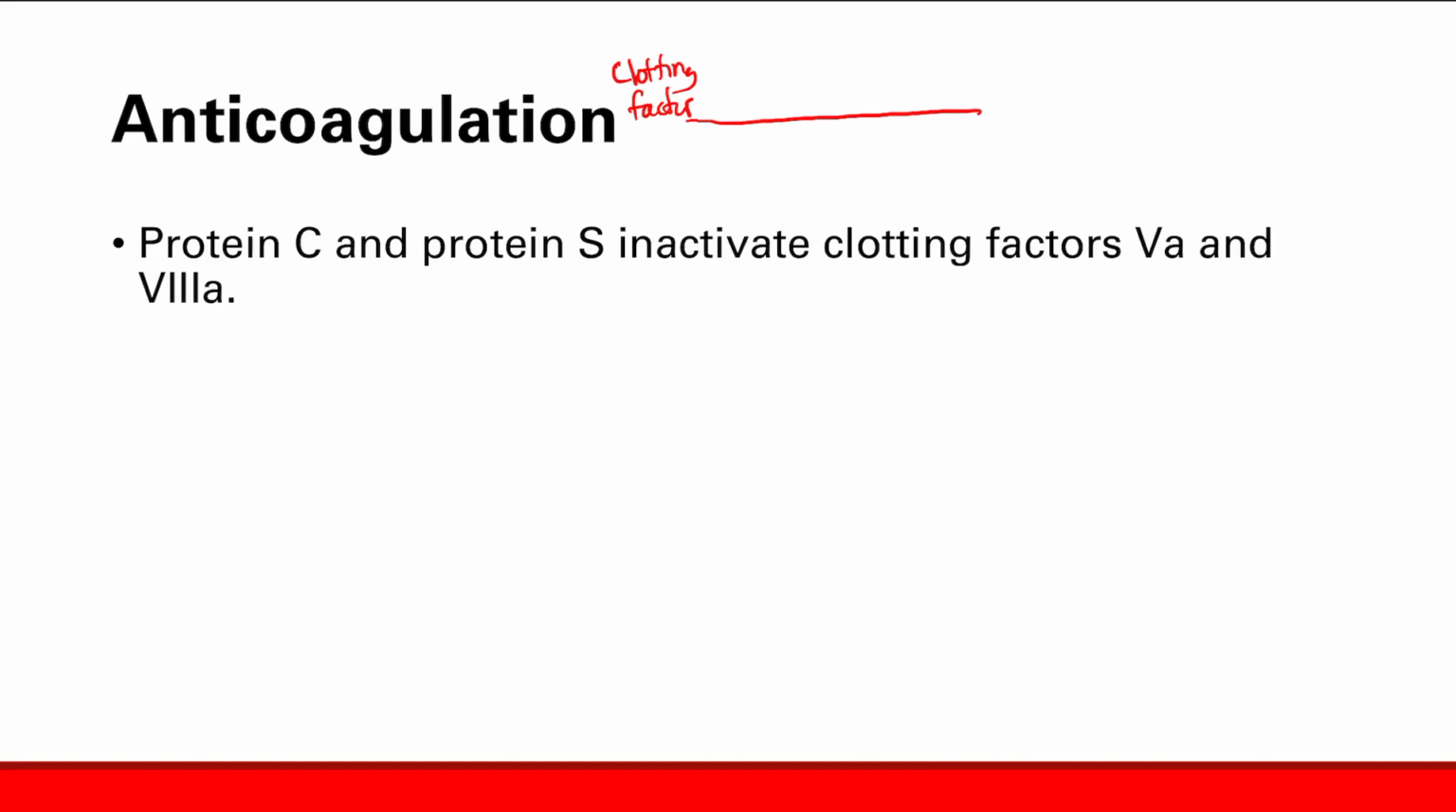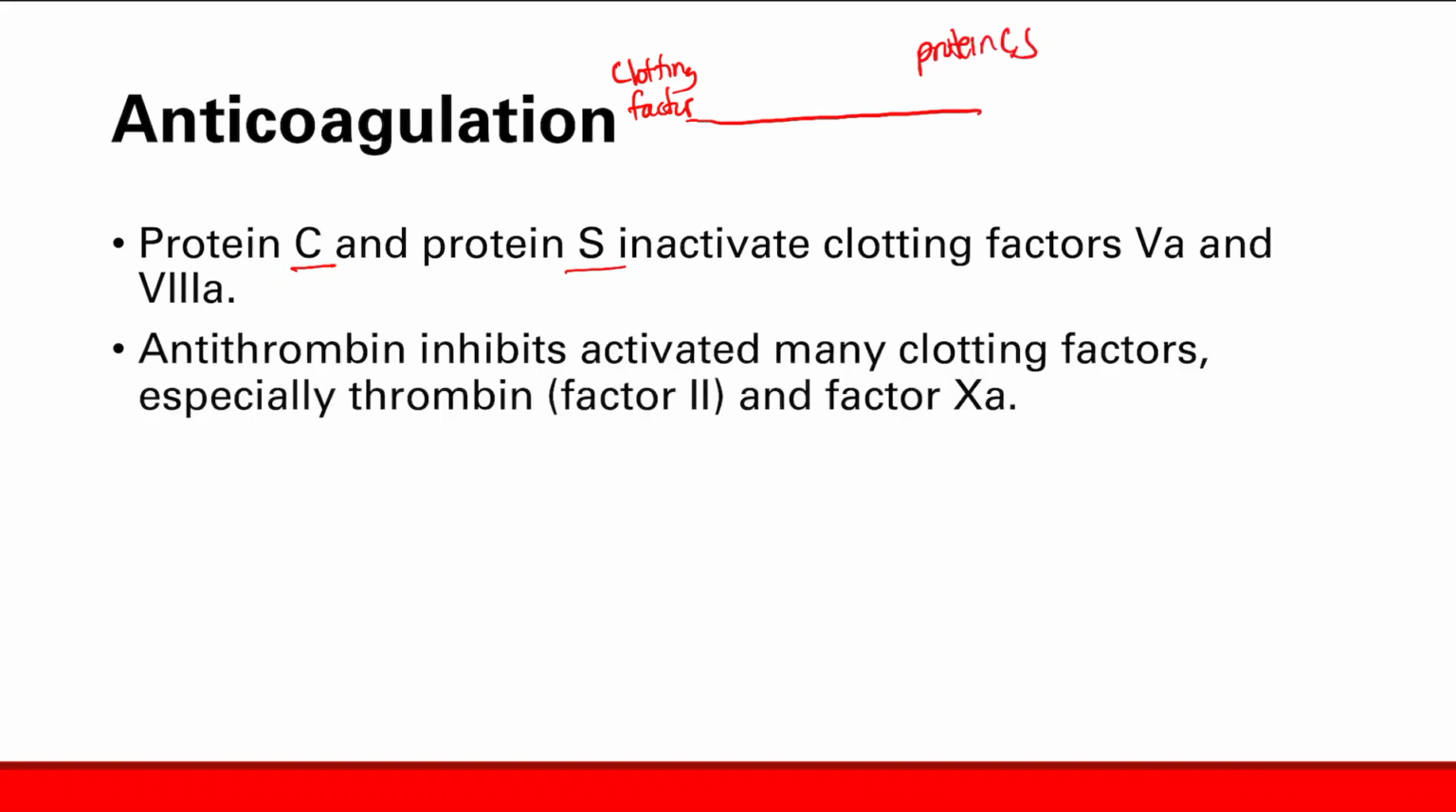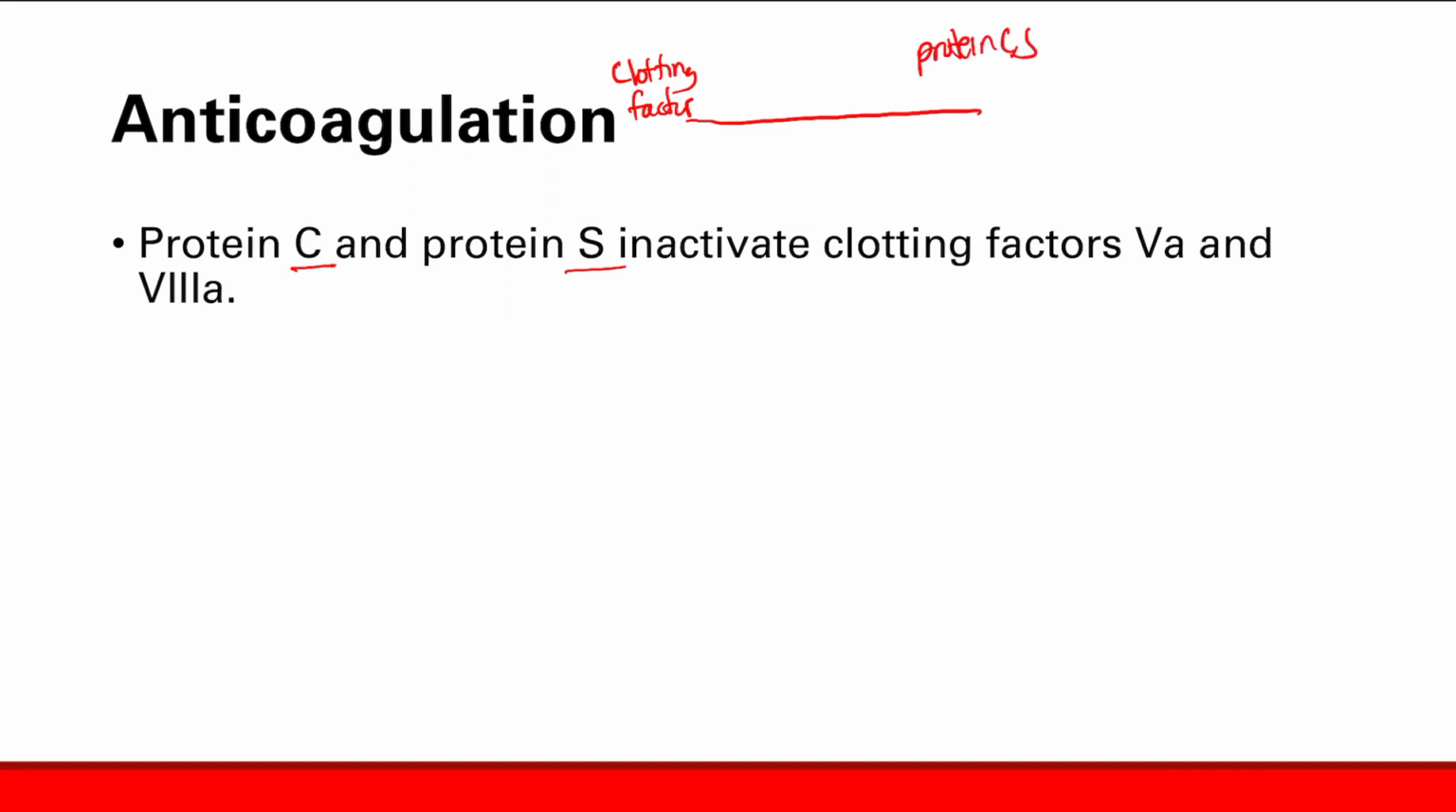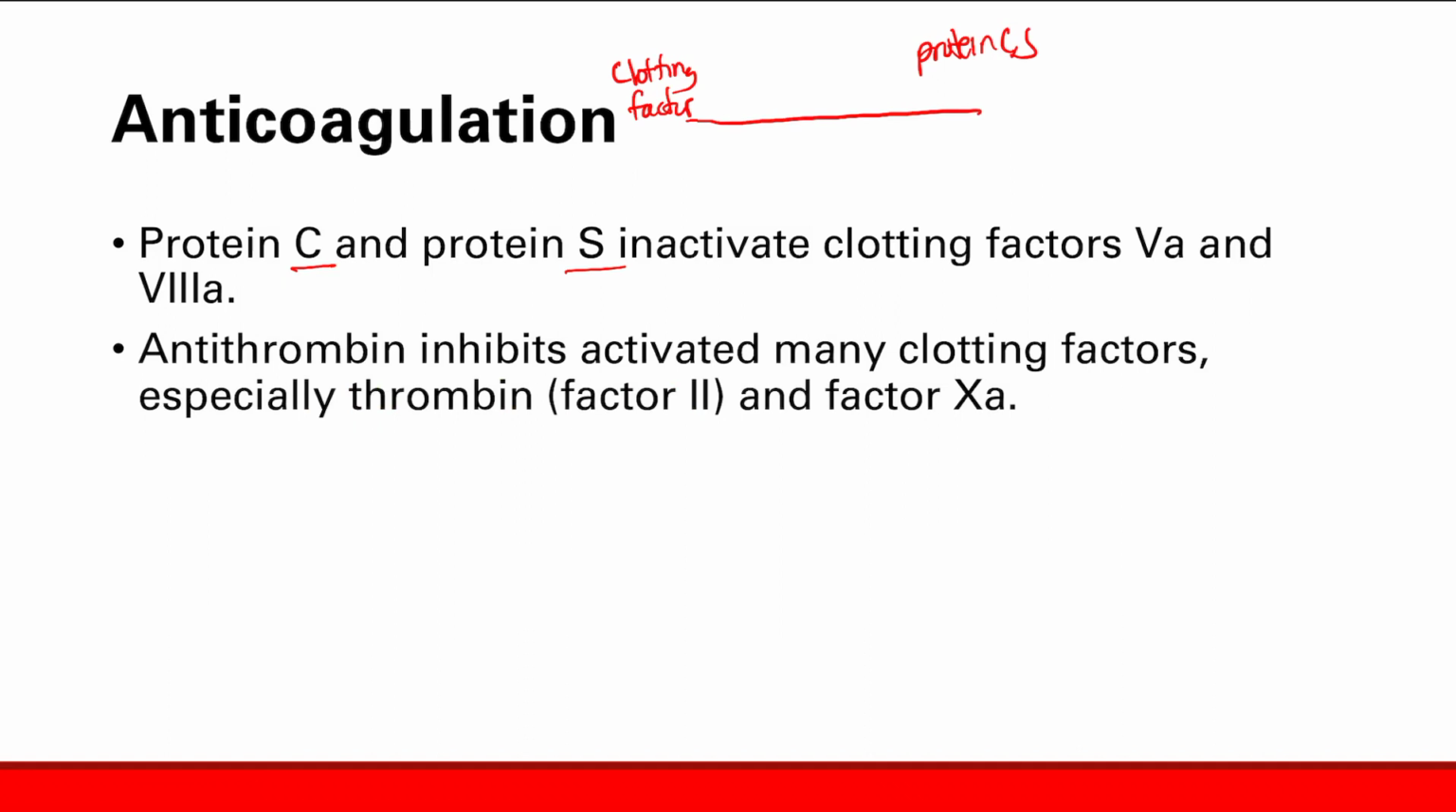anticoagulating factors. So the first ones that we want to talk about are protein C and S, which we actually talked about before. Protein C and S work by inactivating clotting factors 5 and 8. Okay, so the next one that also has anticoagulatory effects is antithrombin. It inhibits many activated clotting factors. The key ones it inhibits are thrombin, which would be factor 2, as well as factor 10A. So antithrombin inhibits thrombin, but also inhibits factor 10A.